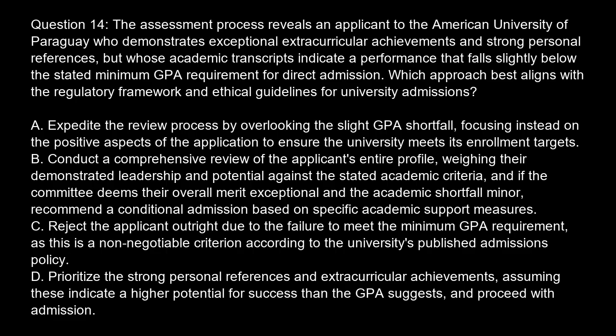Option C. Reject the applicant outright due to the failure to meet the minimum GPA requirement, as this is a non-negotiable criterion according to the university's published admissions policy. Option D. Prioritize the strong personal references and extracurricular achievements, assuming these indicate a higher potential for success than the GPA suggests, and proceed with admission.